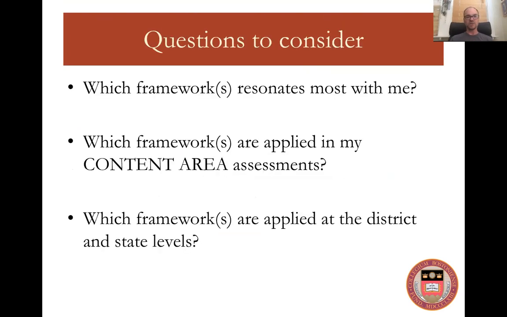And finally, questions to consider: which frameworks resonate most with you? Which frameworks are applied in your content area assessments, if any? And which frameworks are applied at the district and state level? Some of these answers I think are a little bit obvious, but it's worth thinking about and pondering, particularly in the context of the assignments that you'll be doing for this final module.